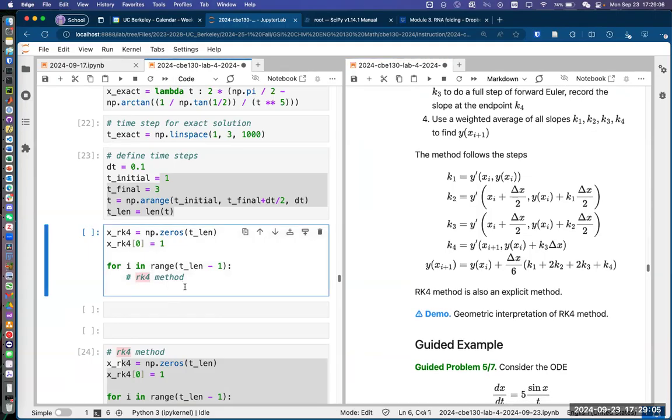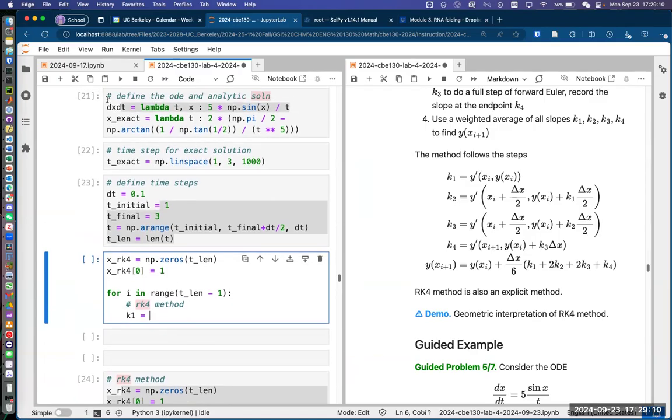Okay, so K1 is equal to the derivative, dx/dt, evaluated at x of i. In our case, its independent variable is t, so t of i, comma, y of x i. In our case, it's x of i.